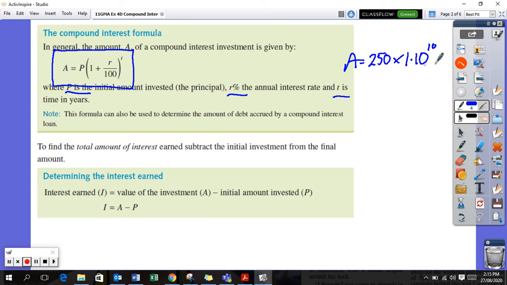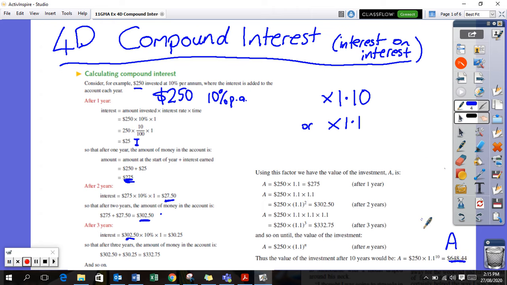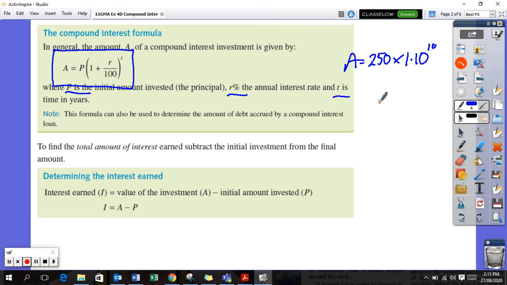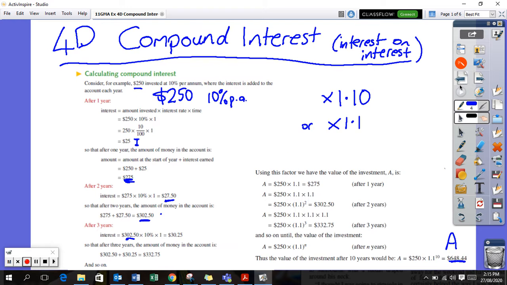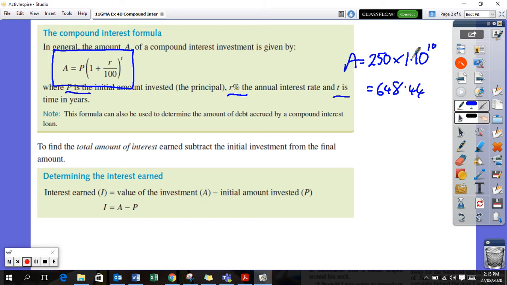Okay, so if we go back here, after 10 years they had $648.44. So after 10 years, we go 648.44. That's the right number, isn't it? Yep. So it was after 10 years.